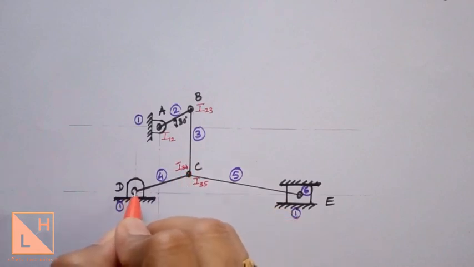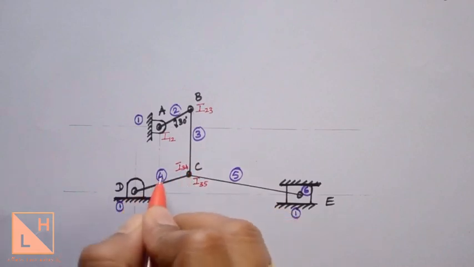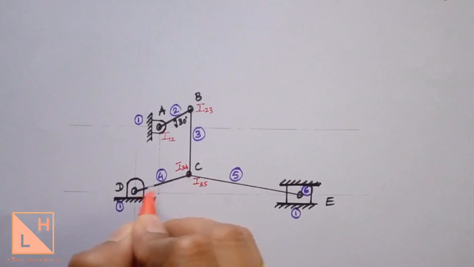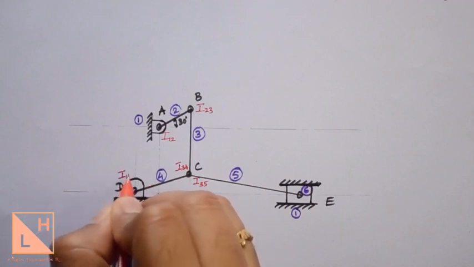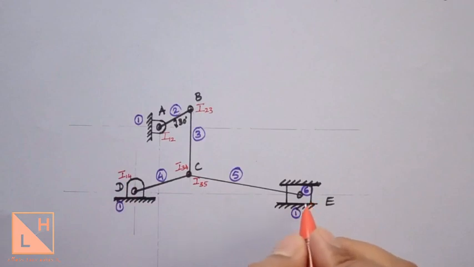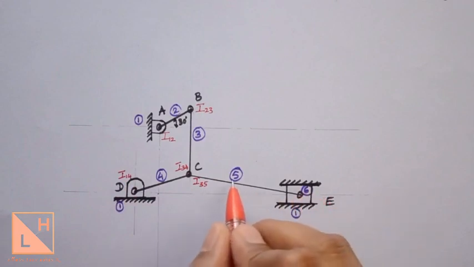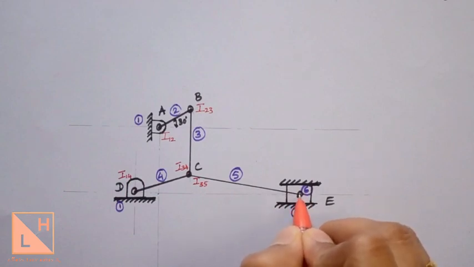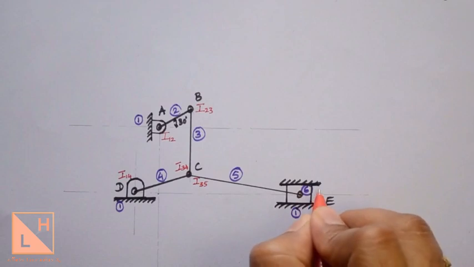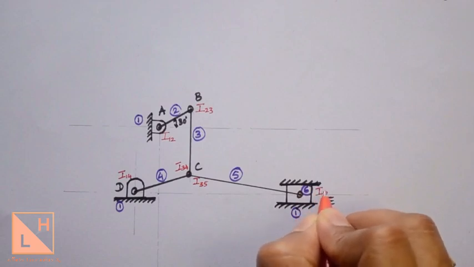When you come to point D, 1 and 4 are connected together. The motion of link 4 will be with respect to link 1 at this particular point D. So this point D will represent I14. Then we come over here, we have link number 5 and link number 6 which are connected to each other at point E. So this point E will represent the instantaneous center I56.